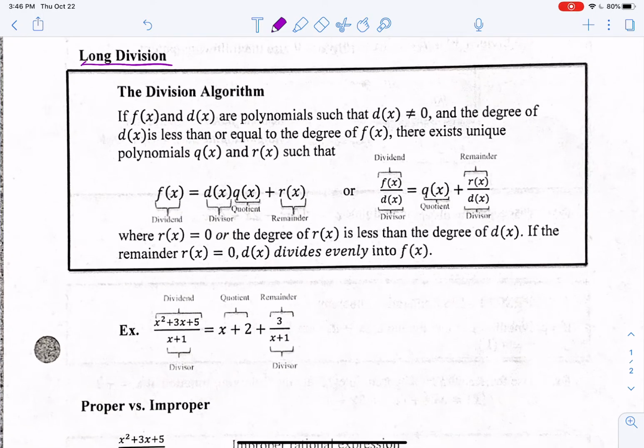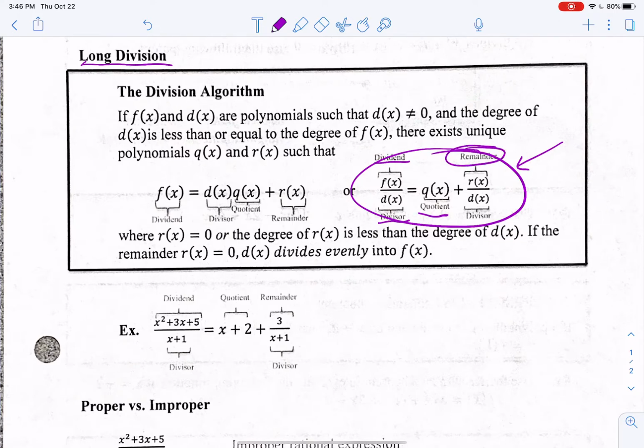The way that they have this box set up, I want you to look at this piece here. They have some terminology in here like the dividend and the divisor. So I'm taking the dividend and dividing by the divisor, and that gives me the quotient plus the remainder, and we always put the remainder over the divisor. So like, if I was taking 13 and dividing by 2, this would be my dividend, this would be my divisor, equals 13 divided by 2 is 6 plus 1/2.